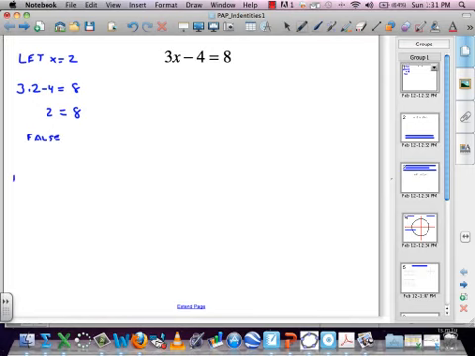Now let's let x equal 4. When we let x equal 4, we get 3 times 4 minus 4 equals 8, which gives us 12 minus 4, 8 equals 8. So now we get something that's true. And what we have done is found the value of x, in this case the only value of x, that makes this equation a true statement. This equation is not always true for every value of x. There's only one. Some equations have multiple values of x to make them true, but this one only has one.